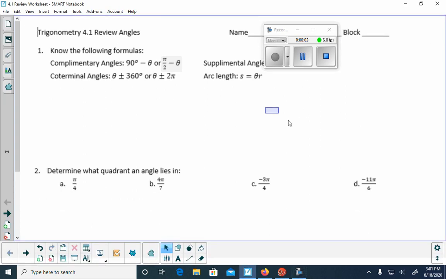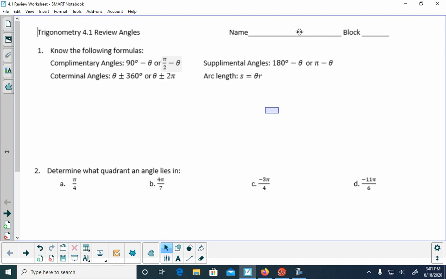Hello, this is Mrs. Ward, and I am going to go over the review worksheet for section 4.1, measures of angles and radians and degrees. So number one, as you can see, it's really not a question. It's just asking you that these are the formulas that you should know.